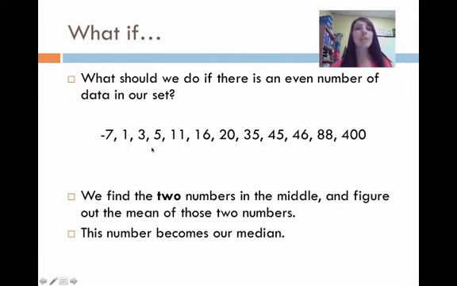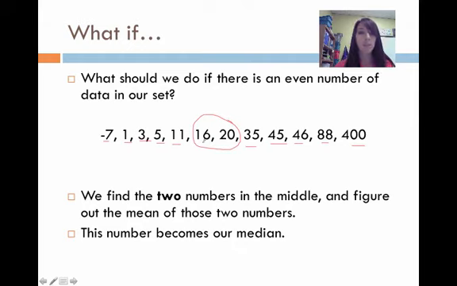Okay. If there's an even number of data in our set, so let's say instead of having 6 on either side, we start doing it and we say, okay, 7, and 400, 88, and 1, 3, and 46, 5, 45, 11, 35. Uh-oh, I'm down to my last 2. So there's 2 numbers here in the middle. You cannot have 2 medians. When you have 2 numbers in the middle, you add them up and divide by 2, which is just finding the mean of those 2 numbers.